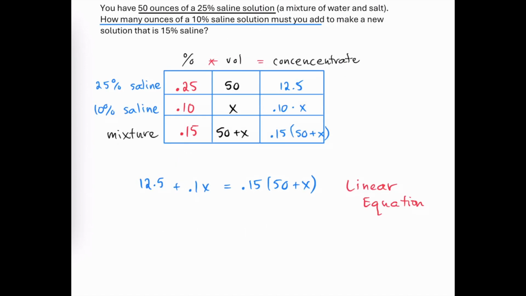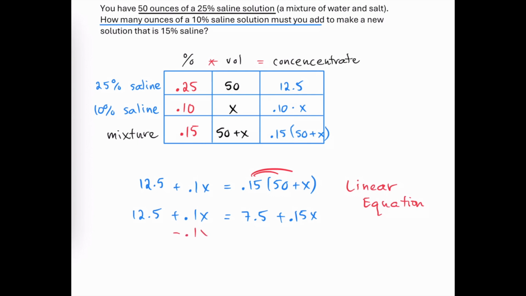We start by simplifying both sides as much as possible, which means that we'll distribute the 0.15 into the parentheses over here on the right. 0.15 times 50 is 7.5 plus 0.15 times x. And on the left-hand side, we still have 12.5 plus 0.1x. To get our variable terms on one side, we're going to subtract 0.1x from both sides, which leaves us with 12.5 on the left and 7.5 plus 0.05x on the right.